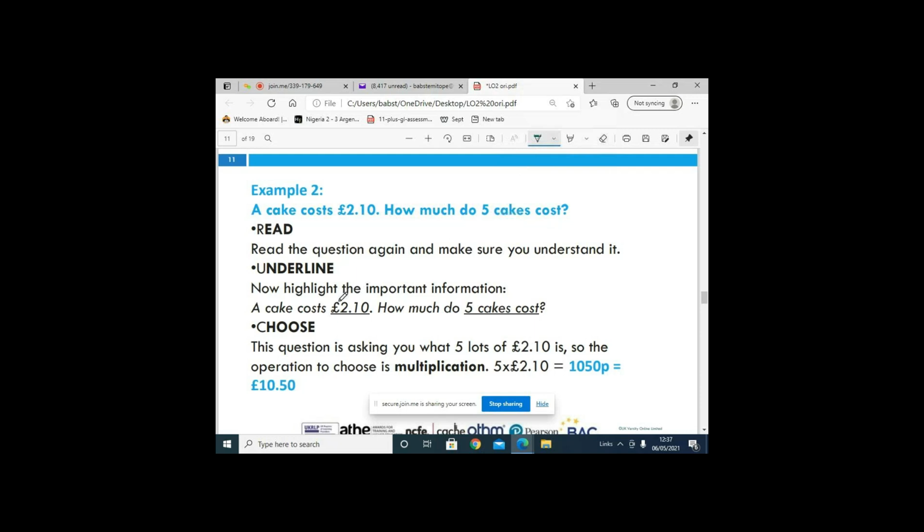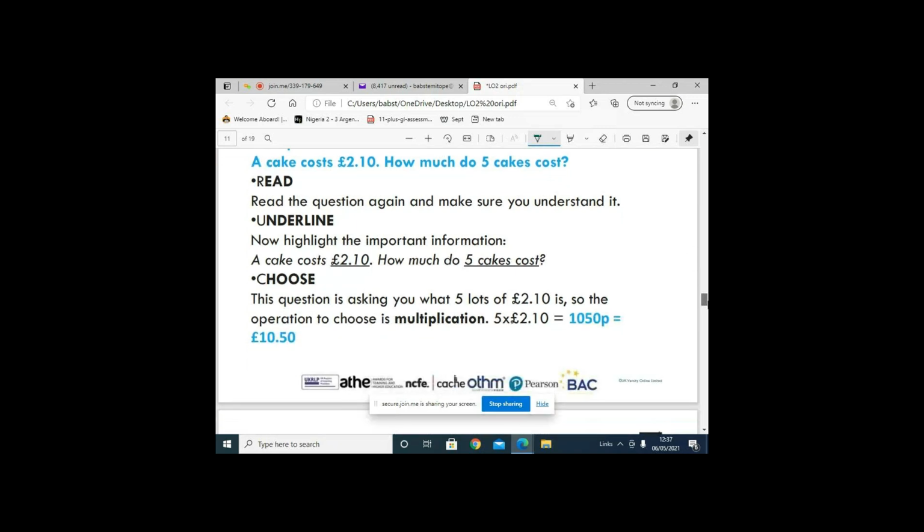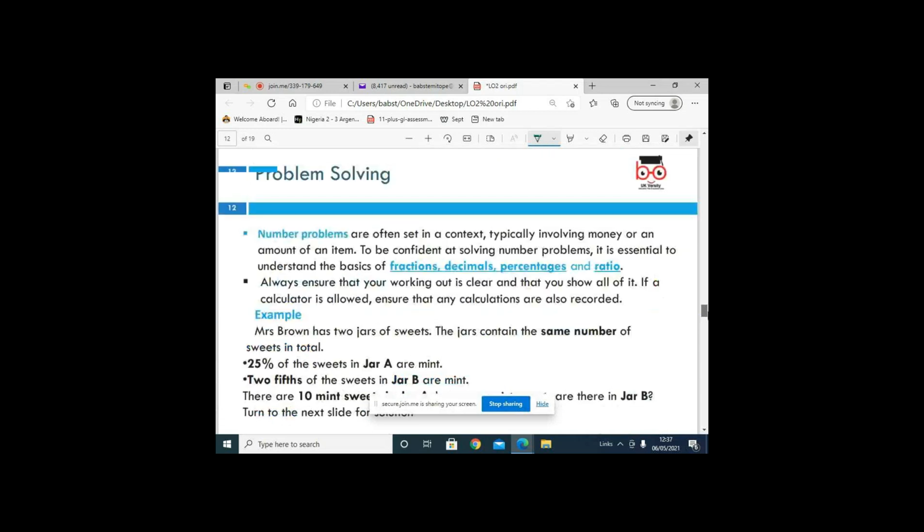That is it. So you have to multiply it. It's going to be 5 lots of this, 5 times 2.10. That's going to be £10.50.